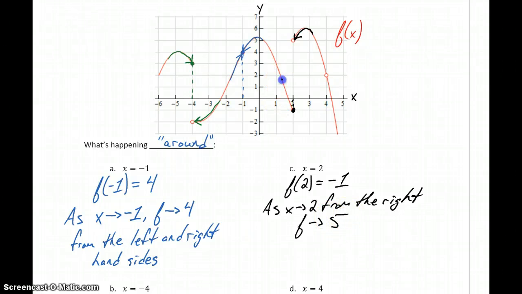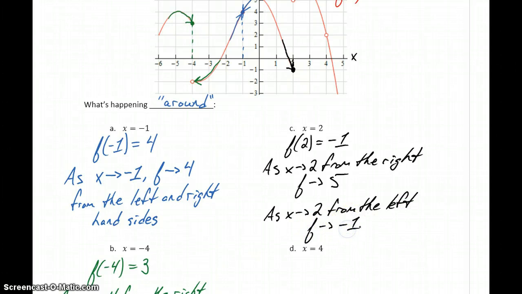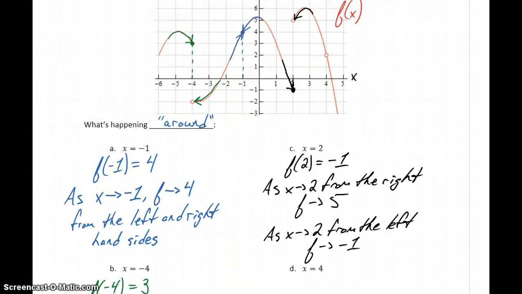Then we can look as we approach from the left-hand side. In this case, again, from the left-hand side, we're getting closer and closer to that actual function value. So as x approaches 2 from the left, our function value is approaching -1. So that case was pretty similar to part B. Now let's take a look at what's happening in part D.